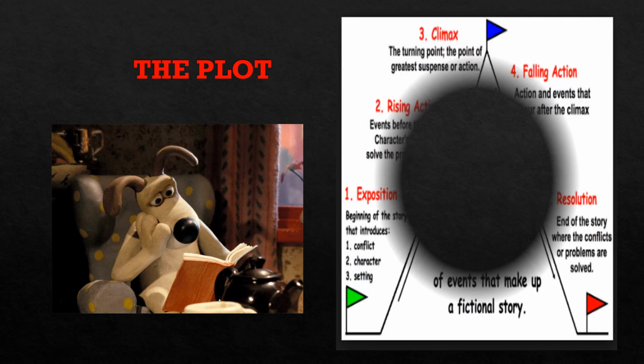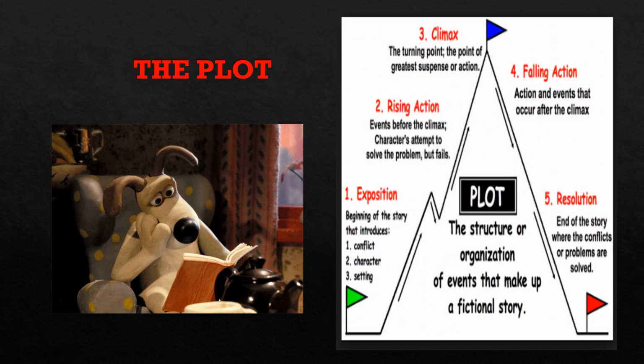Let's start discussing the plot. The plot is the structure or organization of events that make up a fictional story. This is an example of a plot diagram. It starts with the exposition, which is the beginning of the story that introduces the conflict, the character, and the setting. And it goes up to the rising action, which are events before the climax.